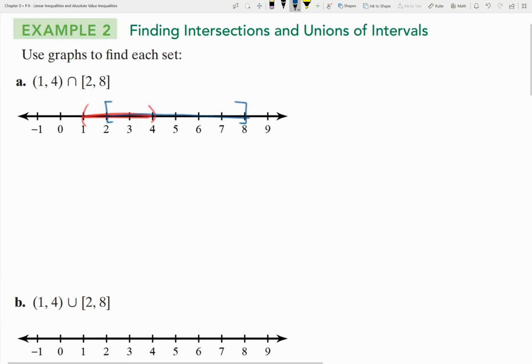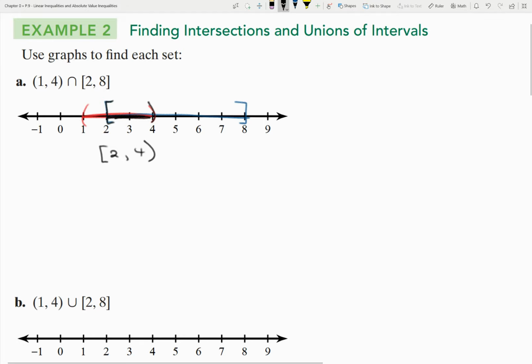And now I want my answer to be the intersection of these two. And you can see, just in black, that from here to here, they overlap. So the answer is 2, 4 with parentheses. And that is the intersection of the two graphs.